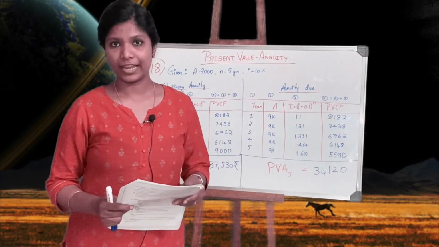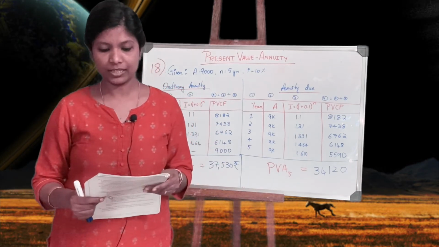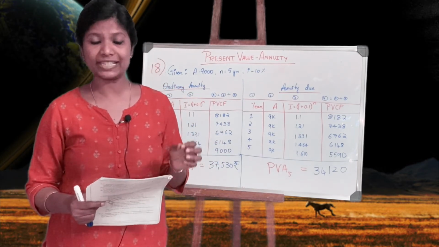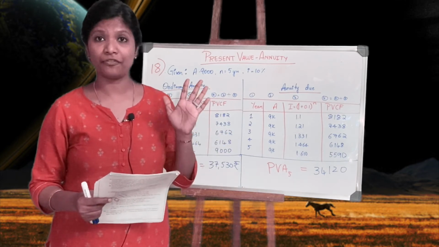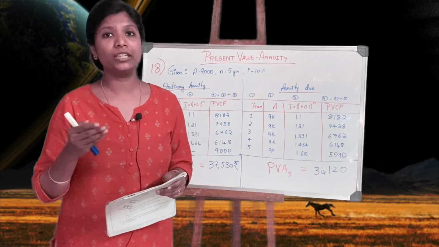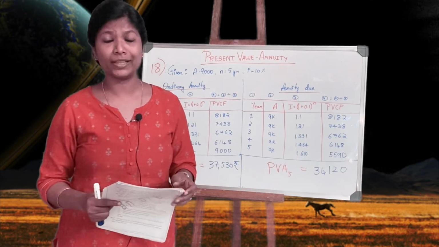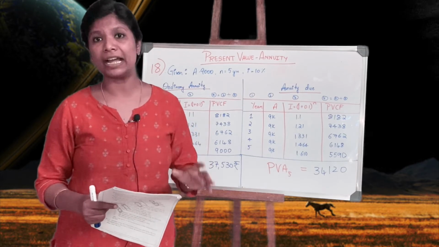So let's move to the next question, question number 18. The given criteria here is to find out the present value of rupees 9,000 received at the end of each year for 5 years if it is discounted at 10%. Now here the question is not mentioning whether the payments are made at the beginning or at the end. So the question is silent about that aspect.